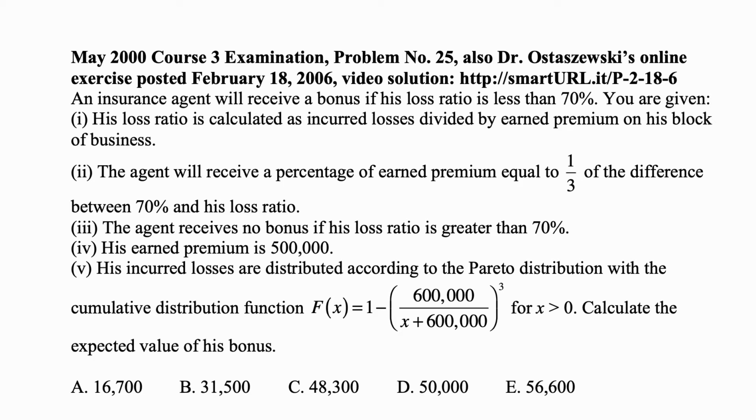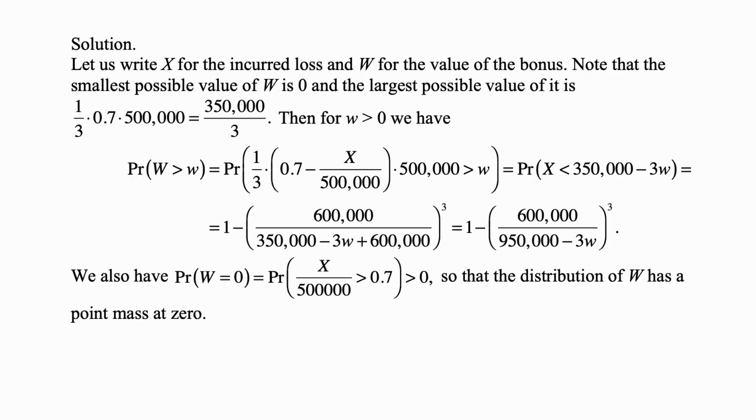5. His incurred losses are distributed according to the Pareto distribution with a cumulative distribution function F of x equal to 1 minus (600,000 divided by (x plus 600,000)) to the power 3, so cubed, for x greater than 0. Calculate the expected value of his bonus.